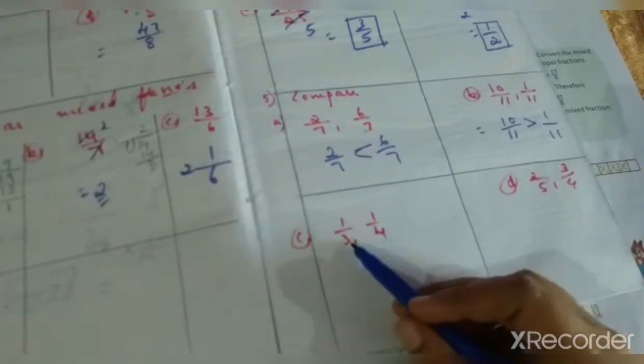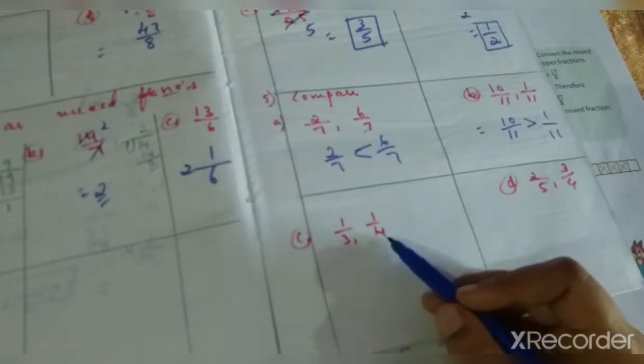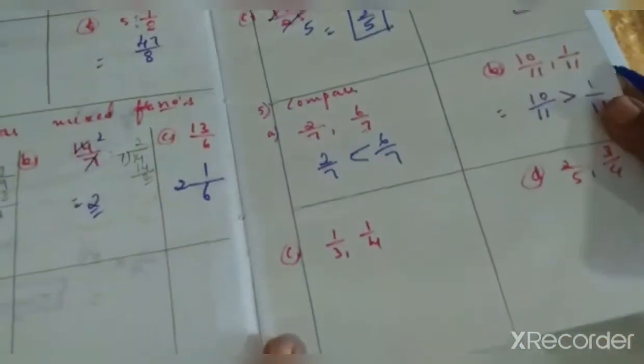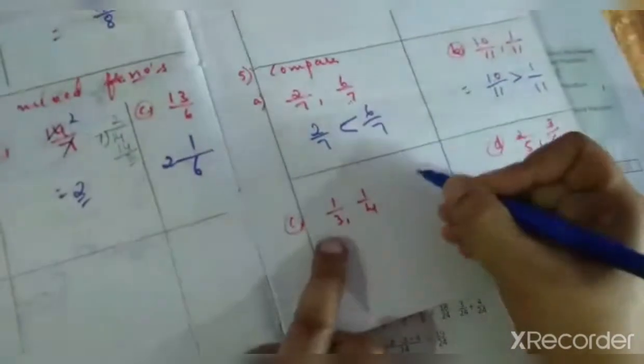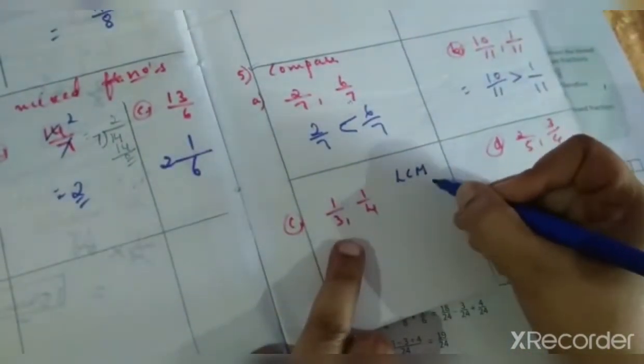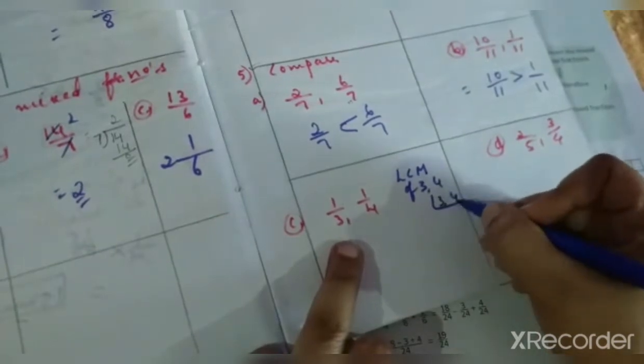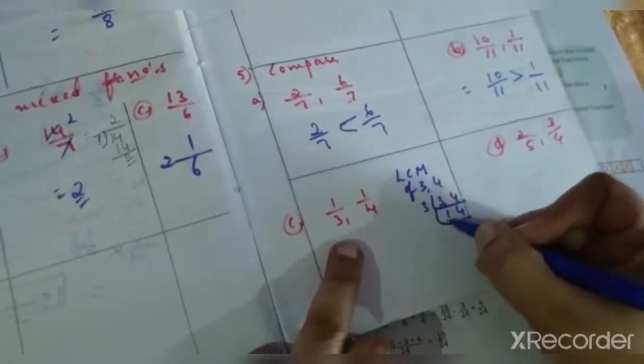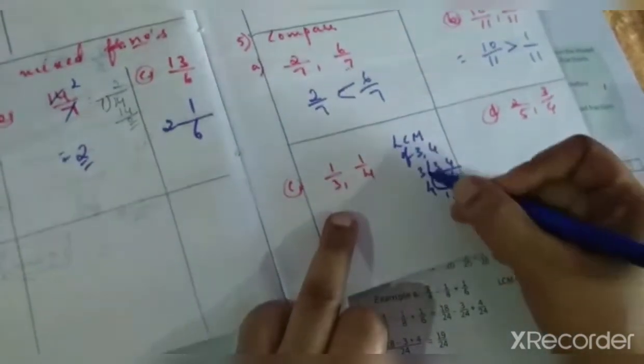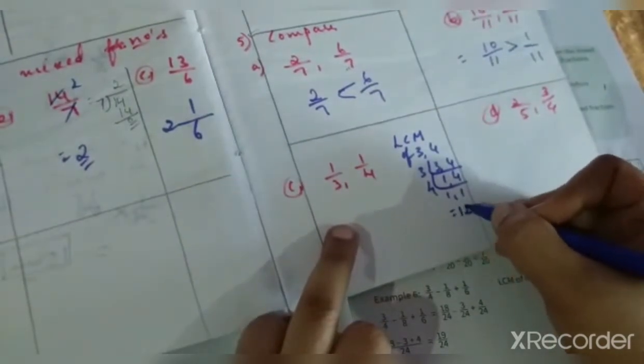So first we have to convert into like fractions. How to convert? Take the LCM of the denominators, the LCM of 3 and 4. 3 ones are 3, 4 as it is; 4 ones are 4, 3 fours are 12. LCM is 12.